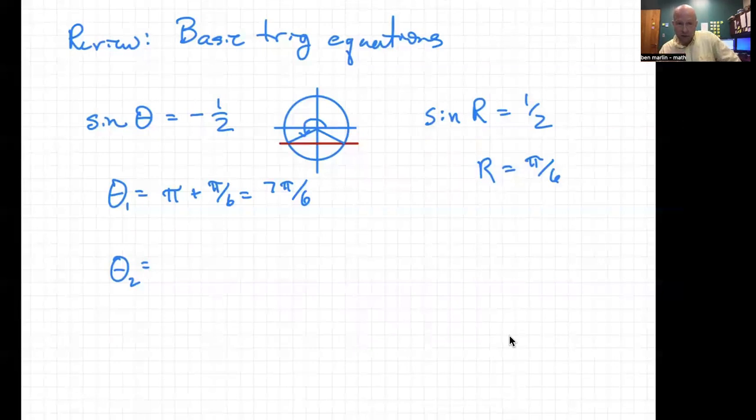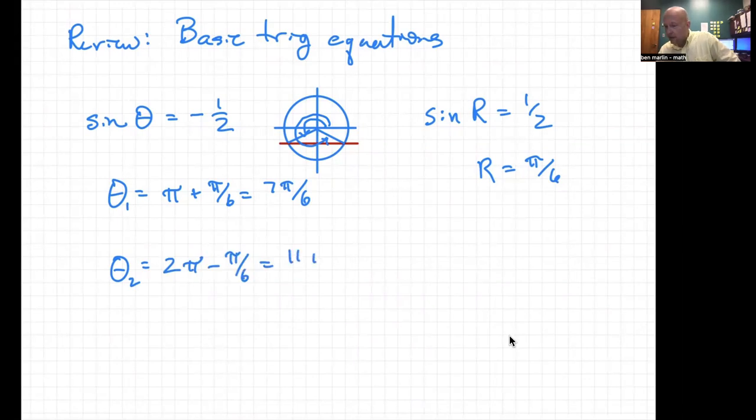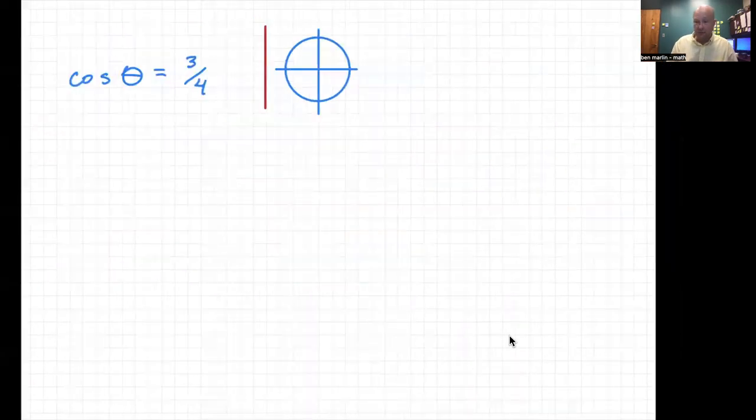Then for the second one, that is something that is here in the fourth quadrant. The nearest multiple of pi for that is 2 pi. And because it comes before you get to 2 pi, you subtract pi/6. And so that turns out to be 11 pi/6. Okay. All right. So this is our solving for basic trig equations.